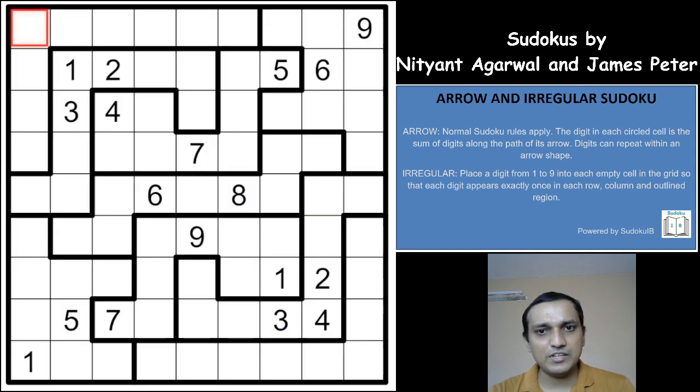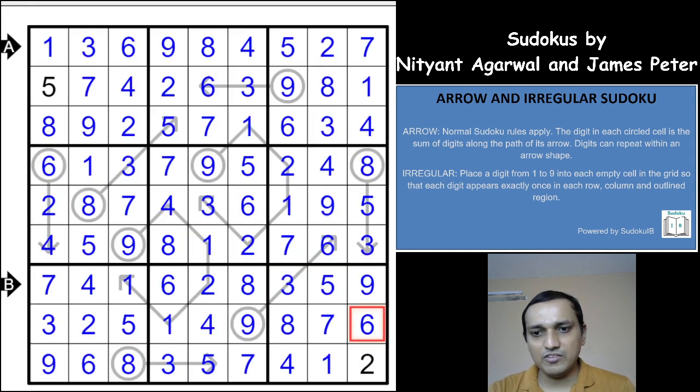And with that we complete this arrow Sudoku by Nityant Agarwal. It was an excellent Sudoku, and I like both the logics here. The first logic that we started with 1, 2, 3, 4 and 1, 2 and the sums to 18, and the second logic was the excellent one that I haven't seen before, using the 1, 2, right?